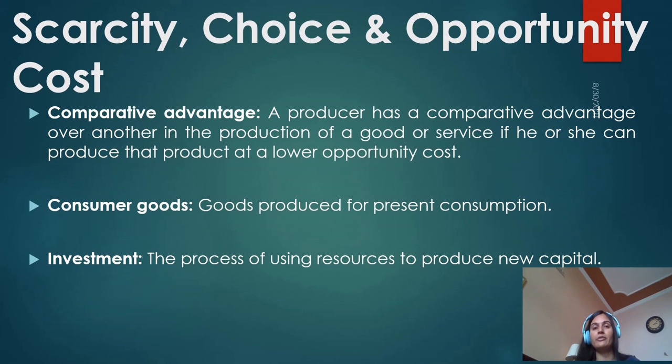Then we have comparative advantage. Now what is comparative advantage? When a producer is producing goods and services at a lower opportunity cost. Here the concept of opportunity cost comes in, whereas in absolute advantage it was lower resources. So when there is a lower opportunity cost in a production, then that producer has a comparative advantage over its competitors, right?